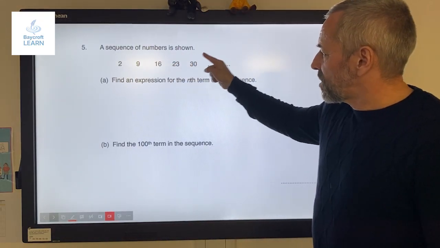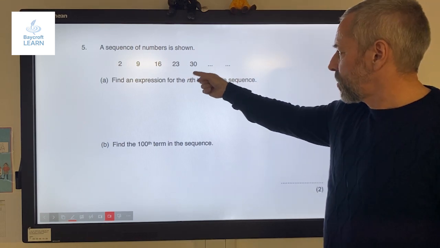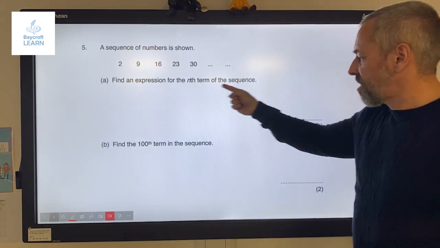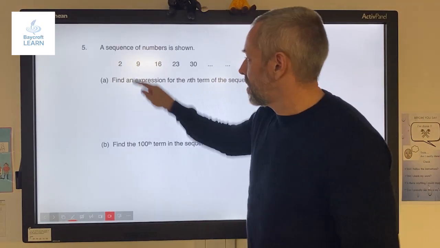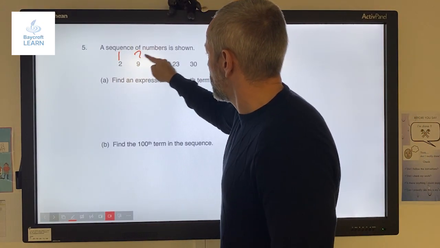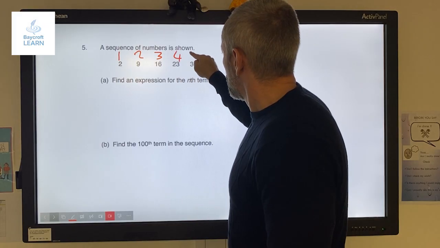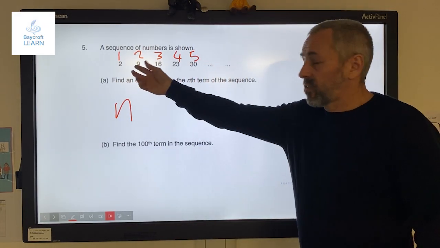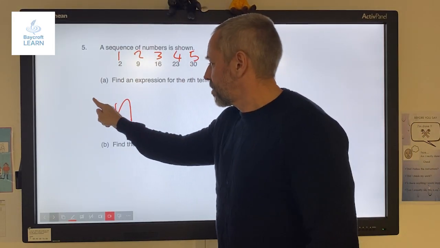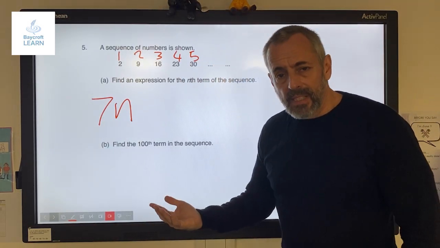A sequence of numbers is shown: 2, 9, 16, 23, 30. Find an expression for the nth term of this sequence. Let's do it again. Number our terms, 1, 2, 3, 4, 5. That is going to be n. What's our common difference? We can work that out. It's going to be 7. Now we need to do the calculations.